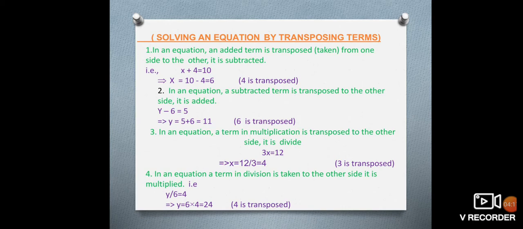In the same manner, in examples number 3 and 4, you can see if my constant is in multiplication, then by transposing it will go to division.